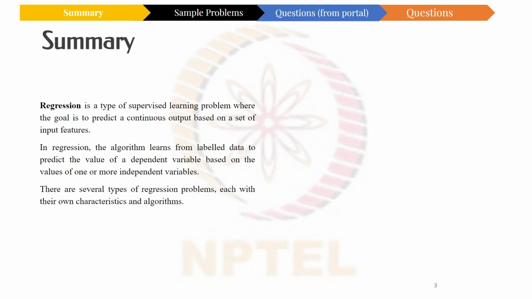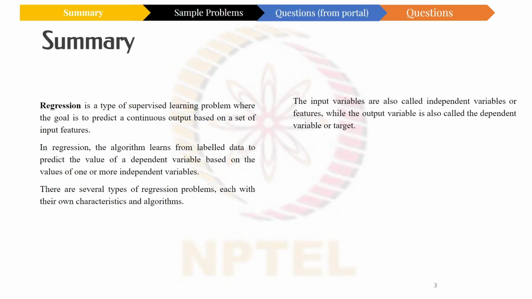In regression, the algorithm learns from labeled data, which is why we call it a supervised learning algorithm, to predict the value of a dependent variable based on the values of one or more independent variables. There are several types of regression problems, each with its own characteristics and algorithms.